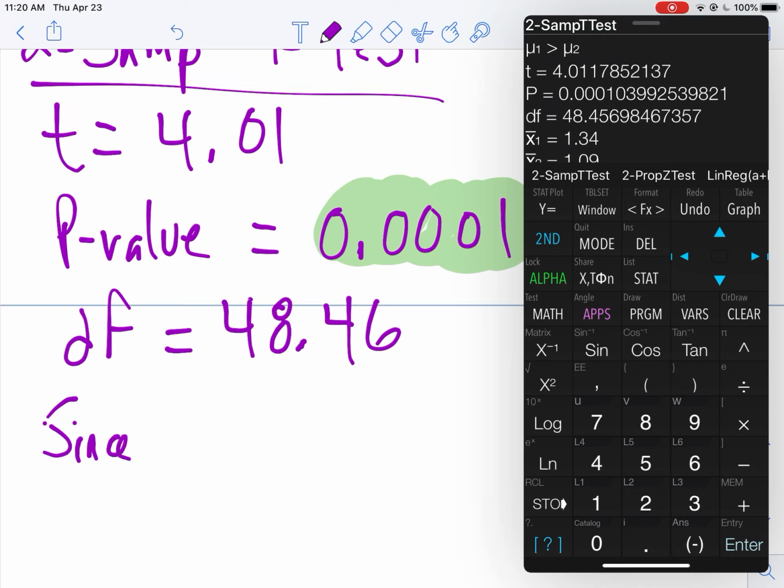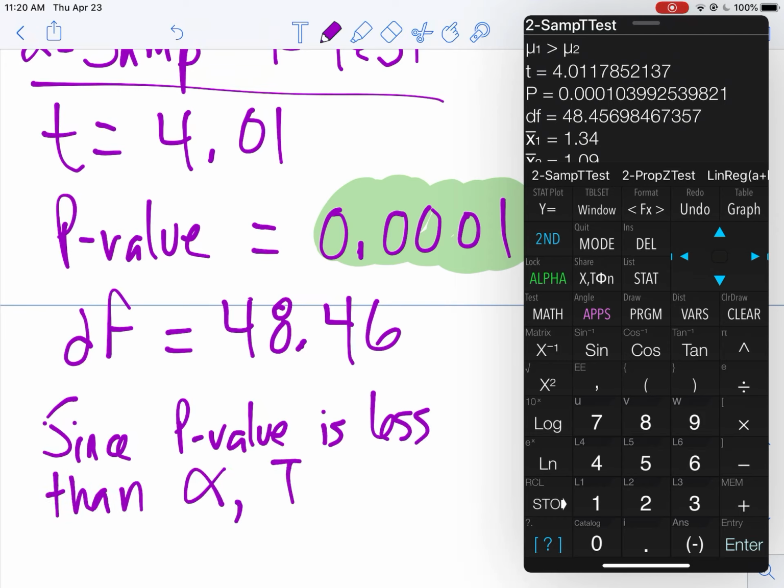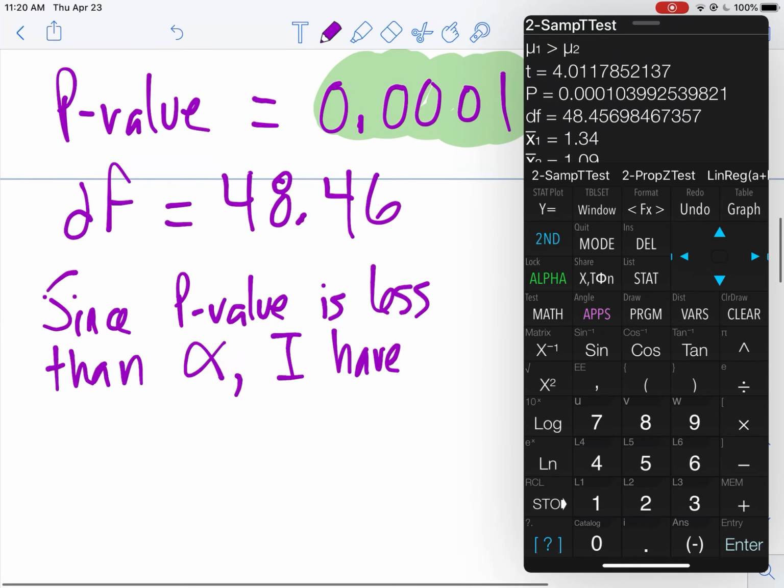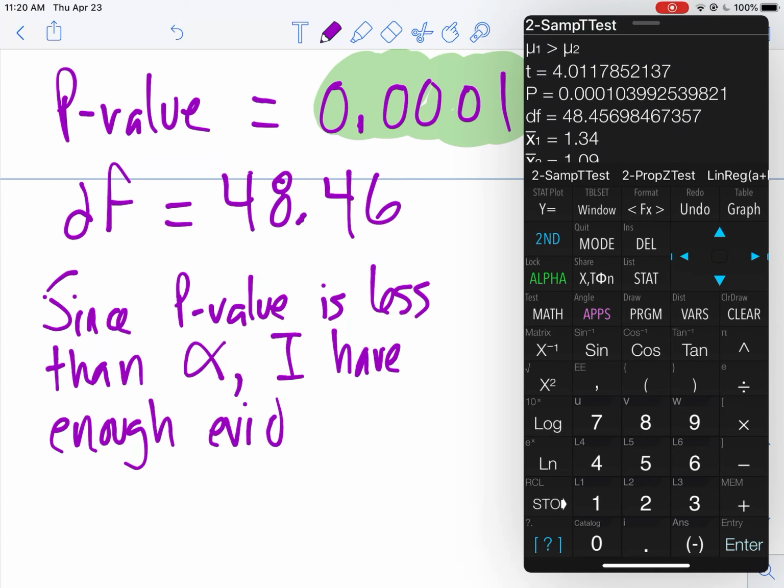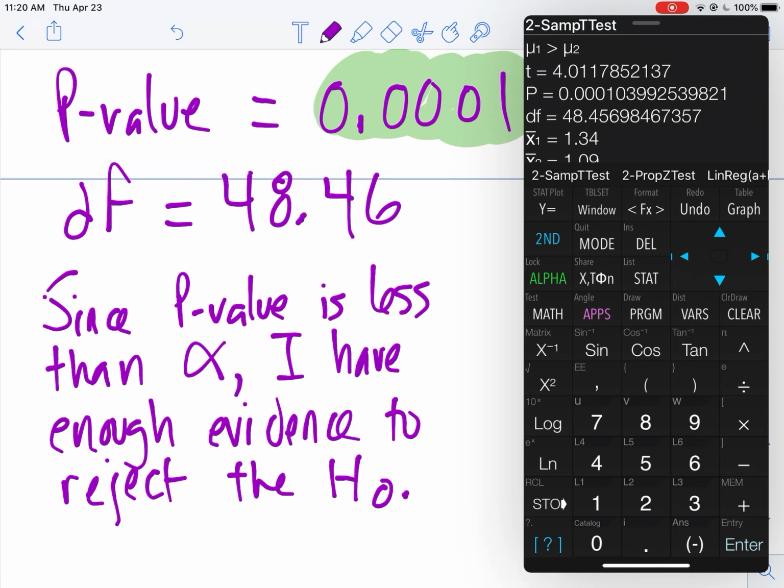Since the p-value is less than the significance level, I have enough evidence to reject the null. I know this takes a little bit of time, but you always want to write this out in context. That's what it's about. It's not just about numbers and statistics. It's about context.